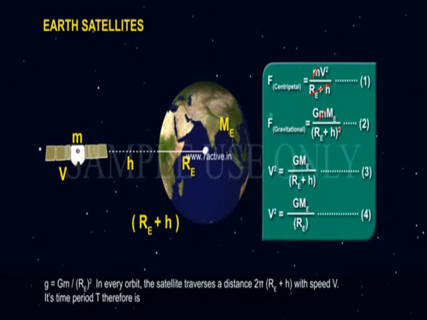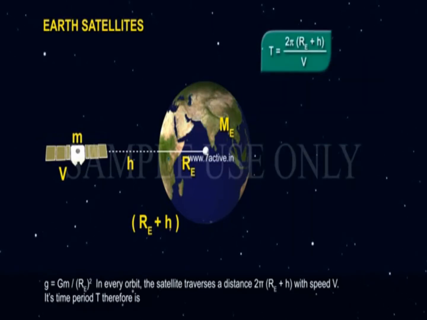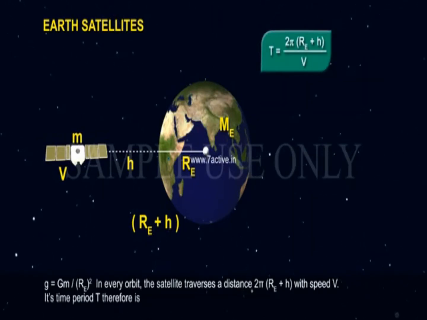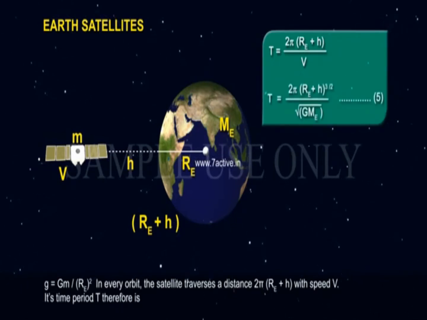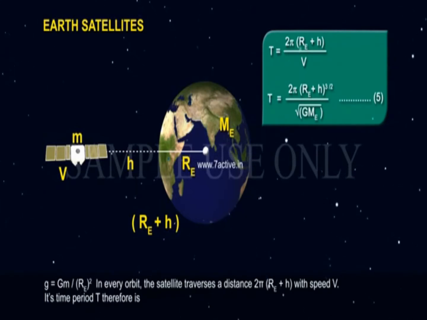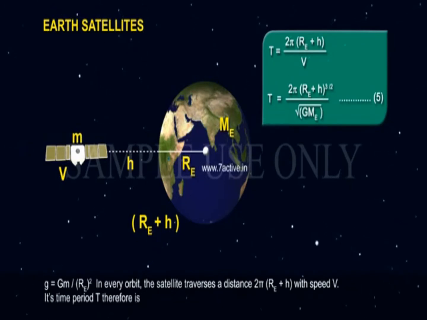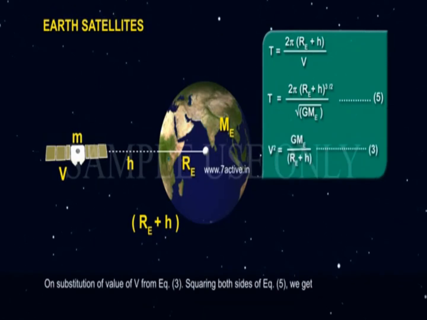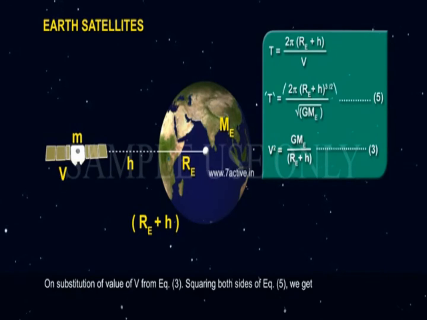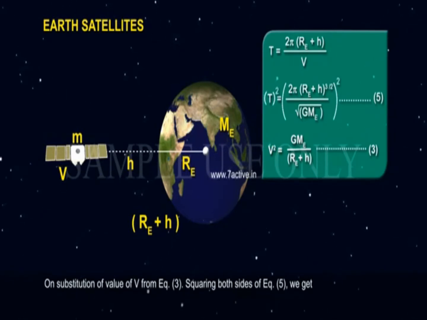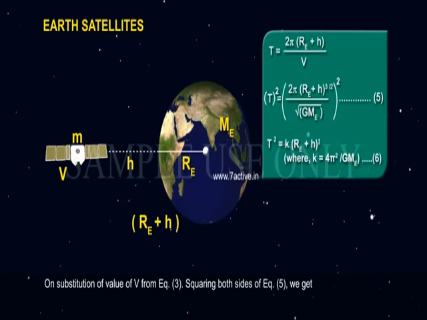Its time period T equals 2 pi times (R_E plus H) divided by V, equation 5. On substitution of the value of V from equation 3 and squaring both sides of equation 5, we get T squared equals K times (R_E plus H) the whole cubed.